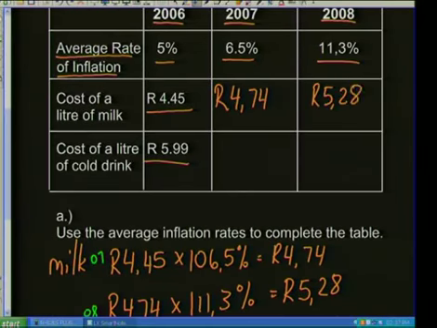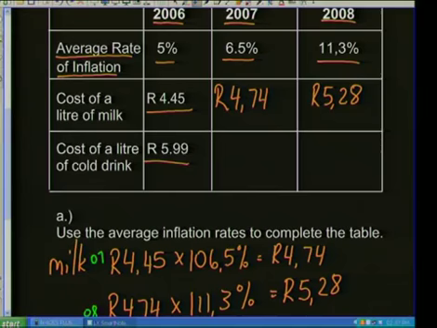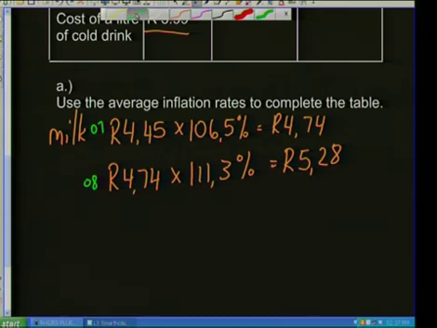And this is what I mean by actually splitting it up and doing year by year. You cannot just go from 2006 to 2008 and only increase it by 11.3%. You need to do the steps in between. Let's do our cold drink. Let's change color for that. So we'll do our cold drink.